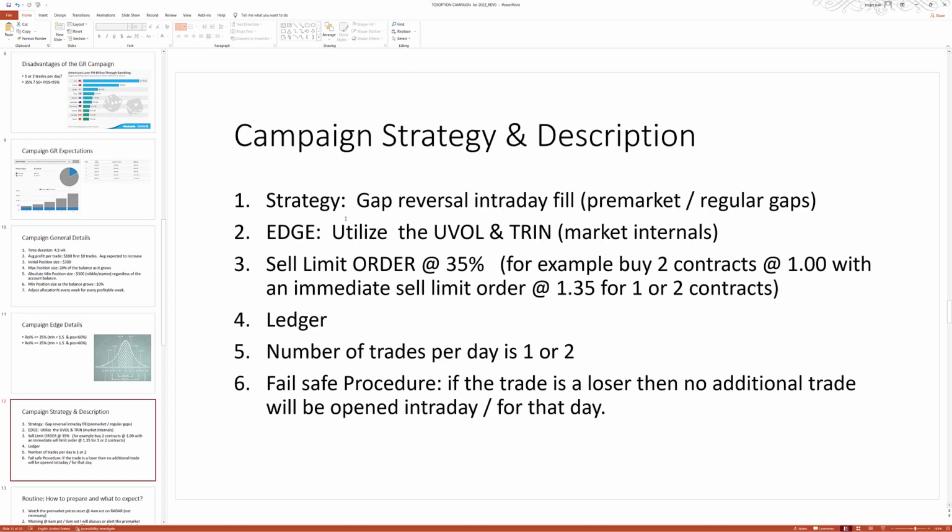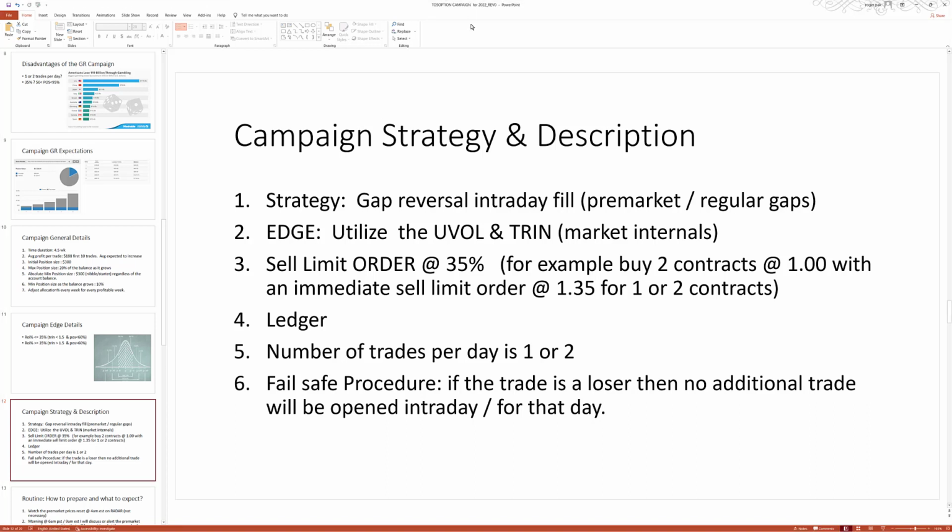So in summary, the campaign is a gap reversal, very simple, but in the Tesla trade there were two gaps, right? One at 746 and one at 724. And then we're using the market internals as an edge, so that provides us clues. As soon as it hit 35%, I should have probably looked to attack the second gap at 724.